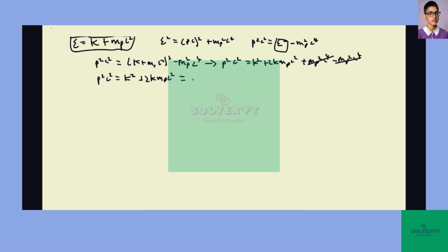All right, so now let's go ahead and pull out the kinetic energy to simplify this. We get k squared times (1 plus 2 m_p c squared over k) is equal to p squared c squared. So if we take the square root of both sides, we get pc is equal to k times the square root of 1 plus 2 times the mass of the proton c squared over the kinetic energy.